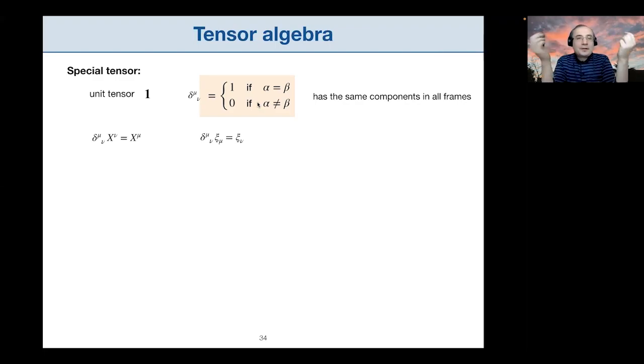And it turns out that this property holds in all possible frames. If in one frame your tensor has these components, then this will hold in all possible frames. And the nice thing about this tensor is that when you contract a vector with this particular index, you're back to the same vector x mu. And the same goes for a one form. If you take a product of this tensor delta mu nu, and then you perform a contraction of the upper index with the lower index here, you go back to the original one form. You can check yourself that this really happens. There is nothing special about that.